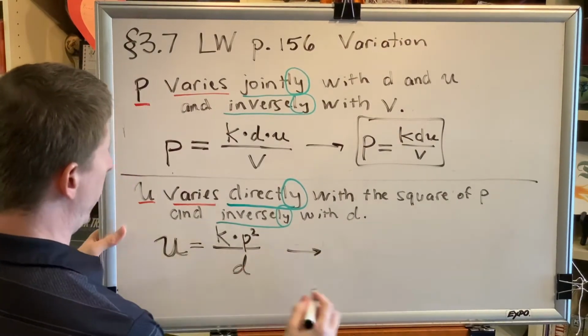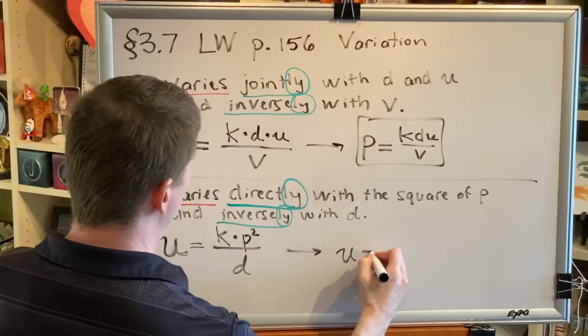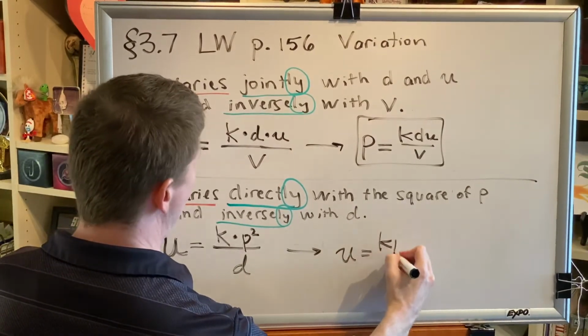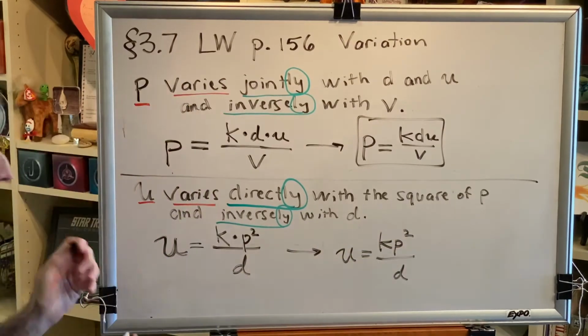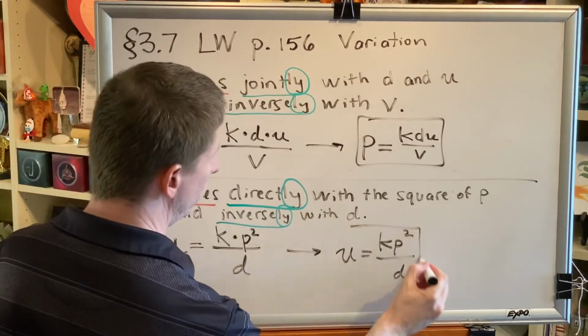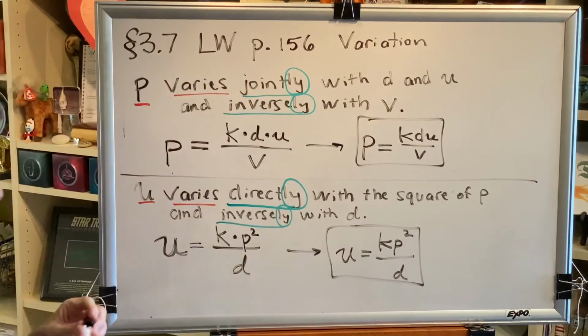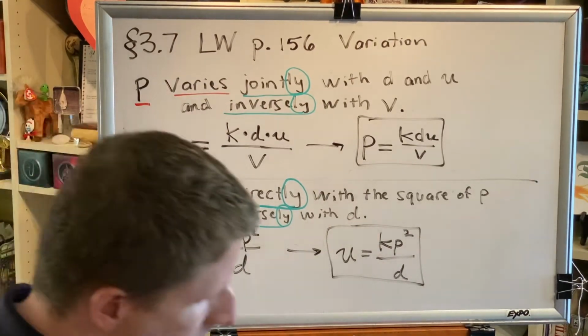Now simplify, we're going to get rid of our multiplication dot. U equals K P squared over D. Final answer. Okay, let's do one more.